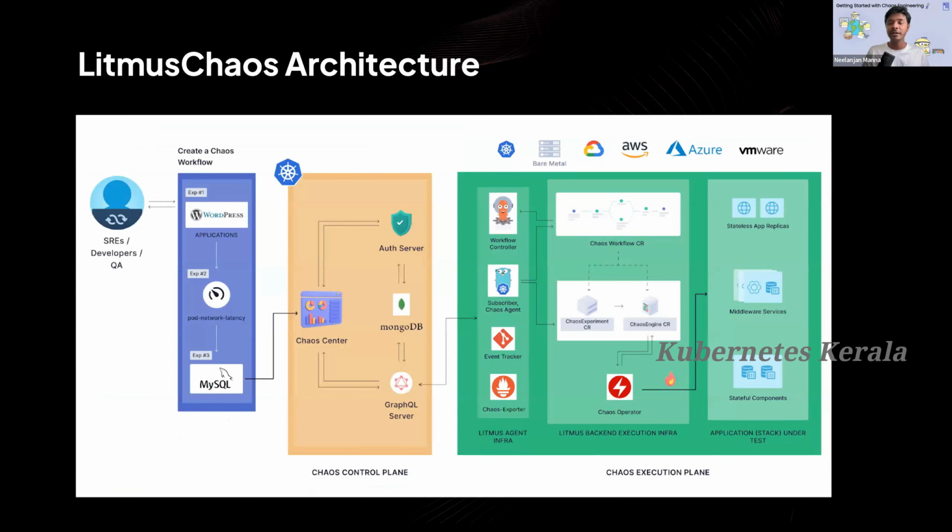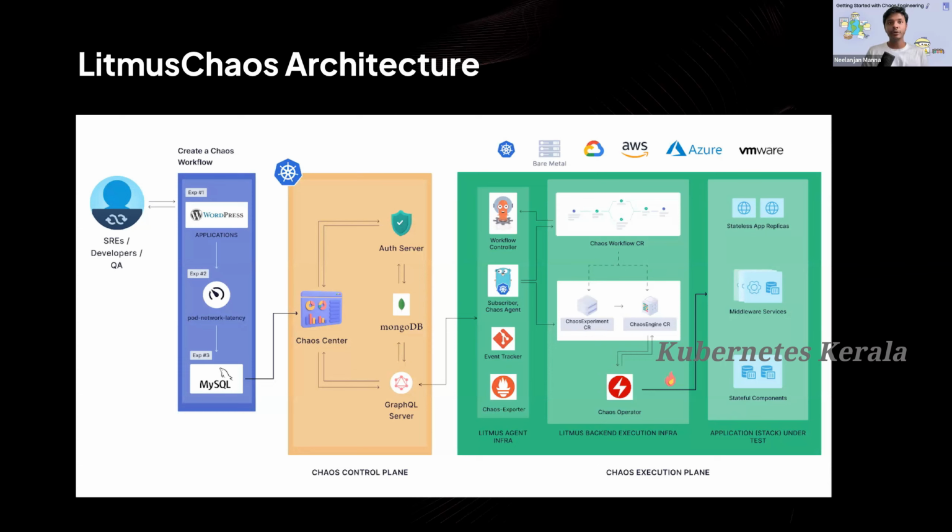This might be a bit more tech savvy, a bit more challenging, but feel free to ask any questions that you have. When you look at LitmusChaos, it's split into two parts. You have your chaos control plane and you have your chaos execution plane. The chaos control plane is the user-facing component through which the user can schedule different experiments, visualize them, as well as interpret the results of different experiments.